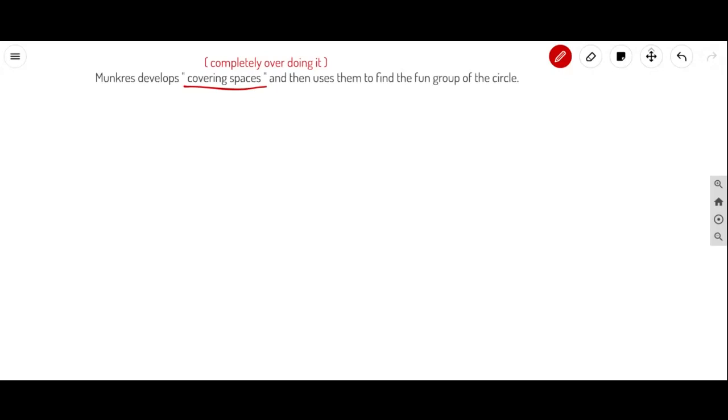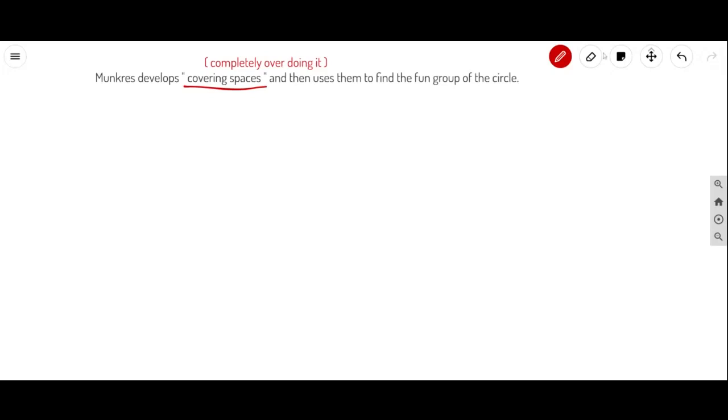That's actually an entire chapter in the book. He has an entire chapter dedicated to covering spaces, and he defines what they are, their properties, all of that, and how they can be used to compute fundamental groups. So that's really overdoing it. You're only interested in the circle. It's not really justified to create a whole new theory just to find the fundamental group of a circle. It's an important chapter, but it really should not be done for just a circle.